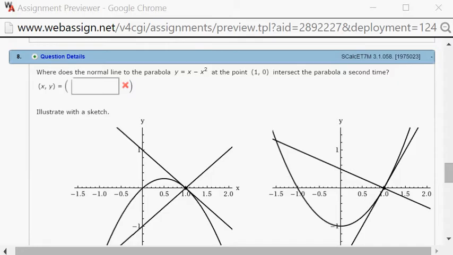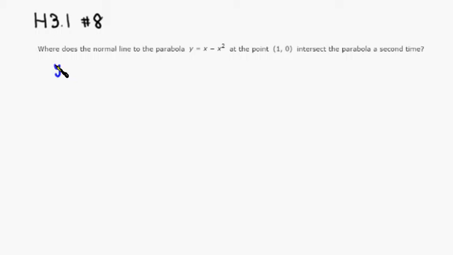If you take the derivative, y prime, the derivative of x is 1, and the derivative of negative x squared is negative 2x. Then we can find the slope of the tangent line by plugging in x equals 1, which is 1 minus 2 times 1, which is negative 1. So this is the slope of the tangent line.